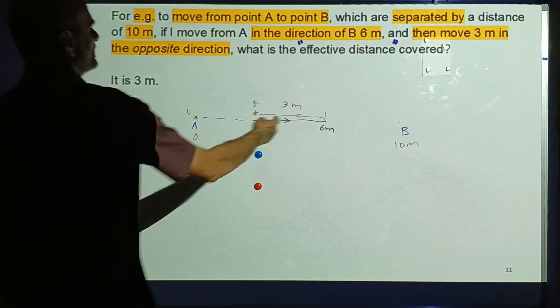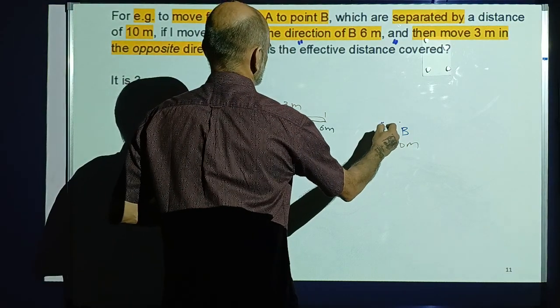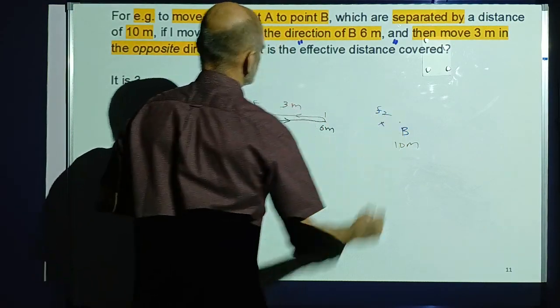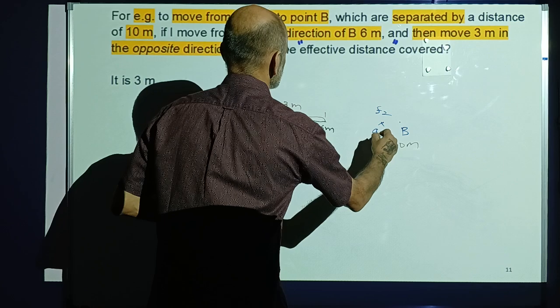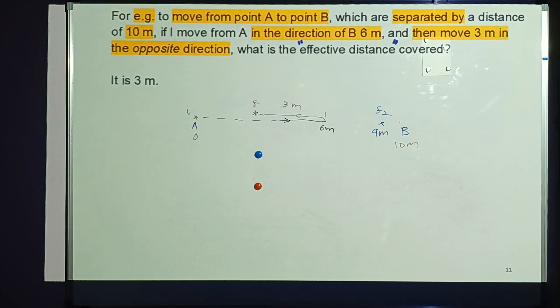But instead of moving 3 meters in the opposite direction, if I continue to move in the same direction, I would have reached here. Say final in the second case, which will be a distance of 9 meters from the initial position. So the effective distance covered, which is the displacement, depends on the direction of the motion. So direction matters for calculating the displacement.